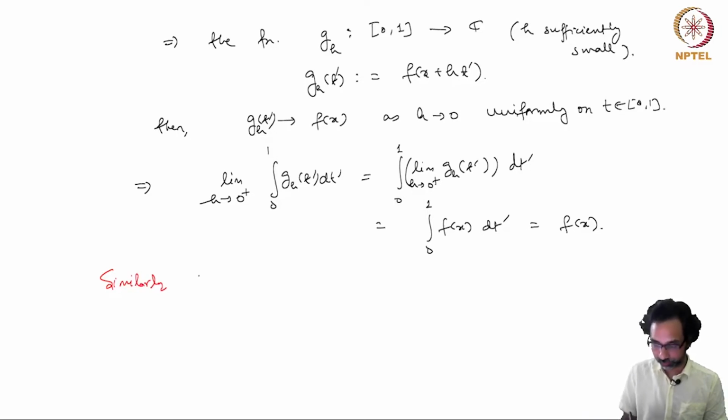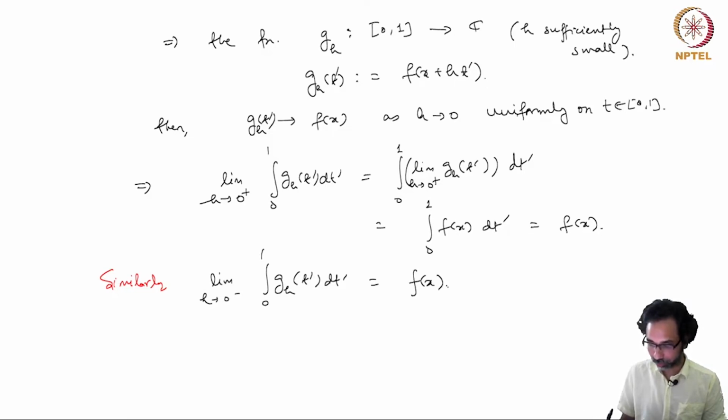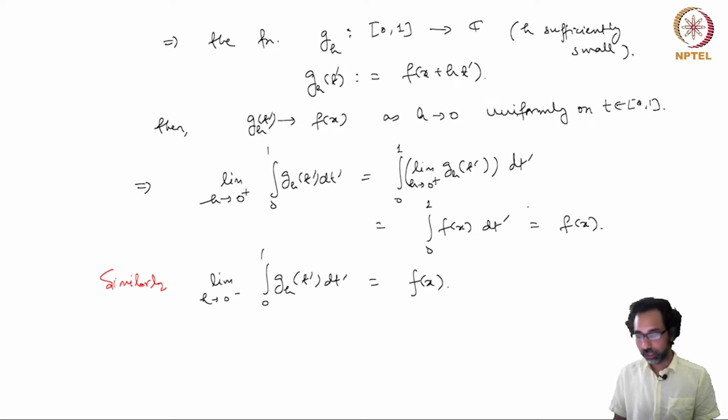one can show that the limit as h tends to 0- of the integral from 0 to 1 of g_h(t') dt' is equal to f(x). So this shows that the function capital F is continuous, and that the derivative of the continuous function capital F is simply small f(x).